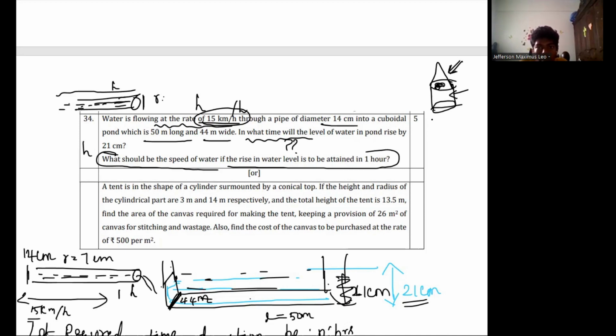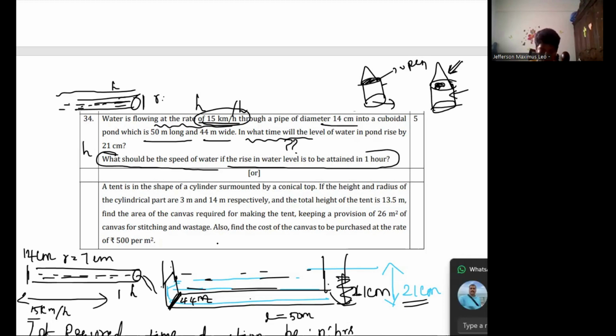Tent சம்மெல்லாம் நீங்க கேர்ஃபுல்லா பண்ணணும். சிலிண்டரோட டாப்ல நான் கோனை ஜாயின் பண்றேன்னு சொல்றப்போ this is an open space. அதனால கோனுக்கும் CSA தான், சிலிண்டரும் CSA தான். And ஃப்ளோருக்கு வரும்போது floor is not covered with cloth and canvas. துணியை வச்சு நான் கவர் பண்ண மாட்டேன். கீழே கார்பெட் போட்டிருப்போம், அது இங்க கேட்கல. CSA of a cone, CSA of a cylinder தான்.